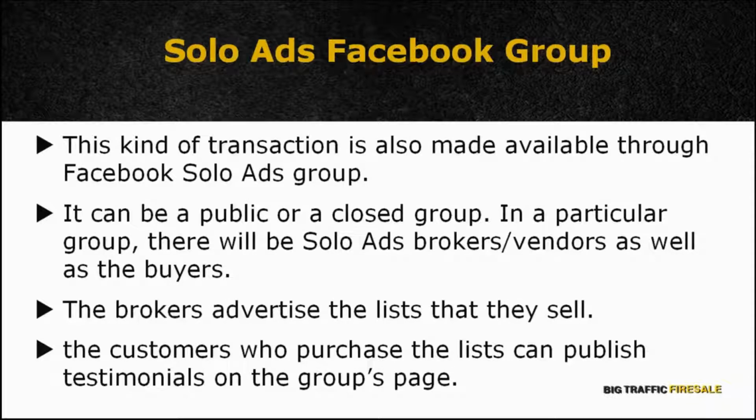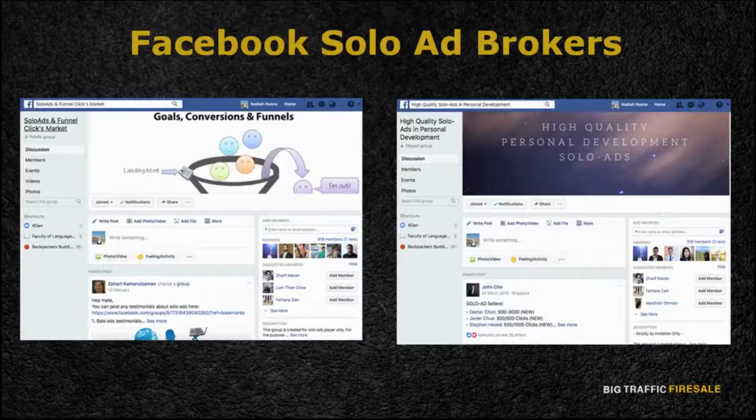This kind of transaction is also made available through Facebook Solo Ads groups. It can be a public or a closed group. In a particular group, there will be solo ads brokers or vendors, as well as the buyers. The brokers advertise the lists that they sell. Meanwhile, the customers who purchase the lists can publish testimonials on the group's page. Therefore, the members of the group will get direct feedback, and this will enable them to weigh their selection of lists. Examples of solo ads Facebook groups are as follows.